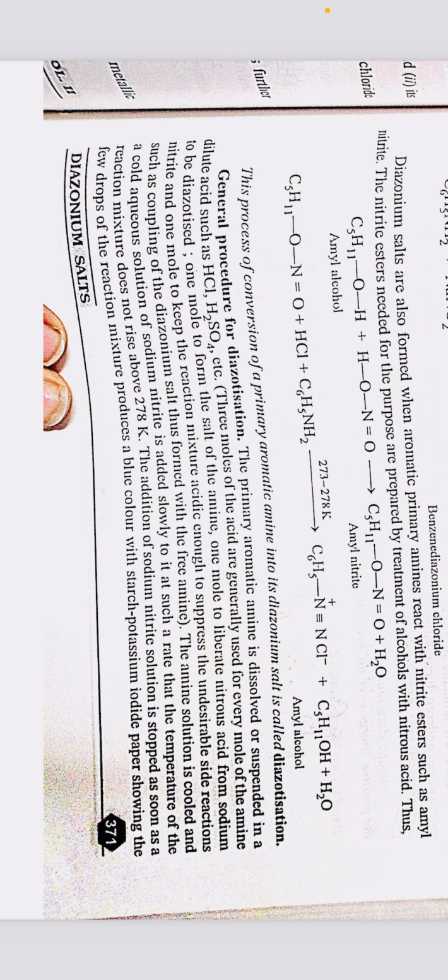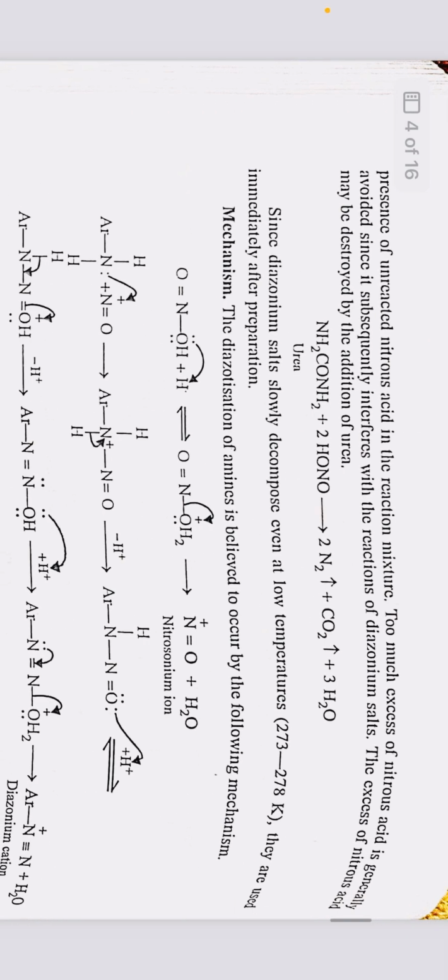The cold aqueous solution of sodium nitrite is added slowly to the amine solution at such a rate that the temperature of the reaction mixture does not rise above 278 Kelvin. The addition of sodium nitrite solution is stopped as soon as a few drops of the reaction mixture produce a blue color with starch potassium iodide paper, showing the presence of unreacted nitrous acid in the reaction mixture.